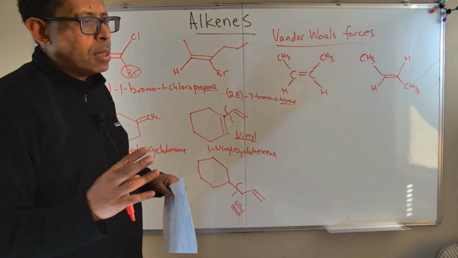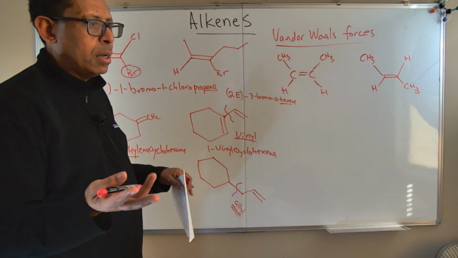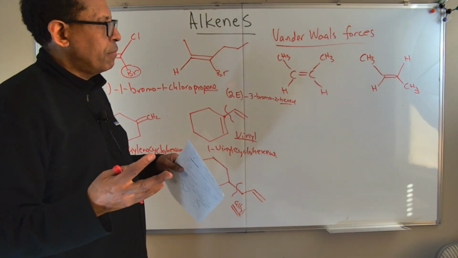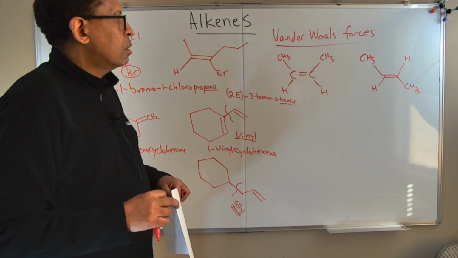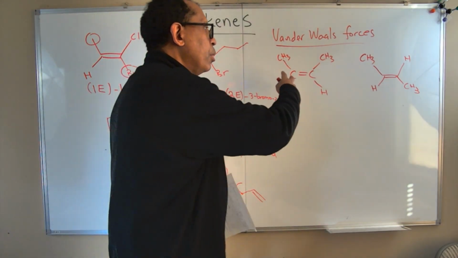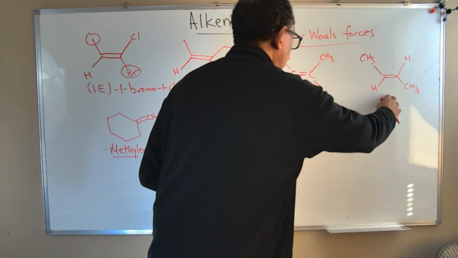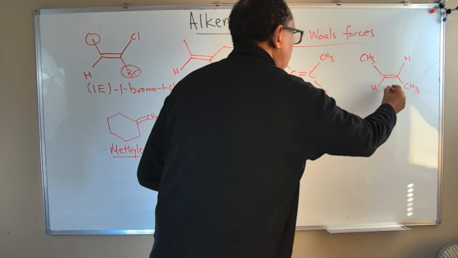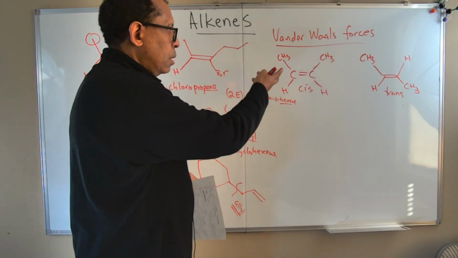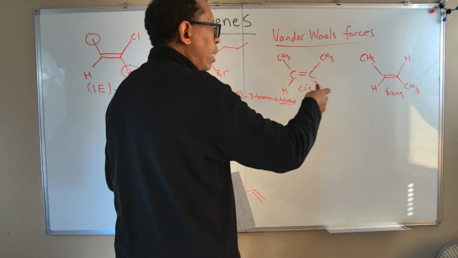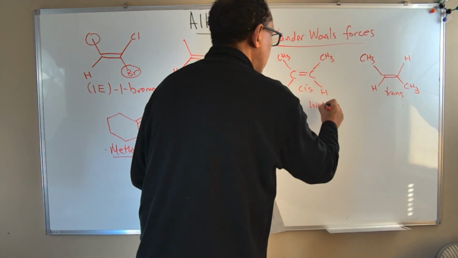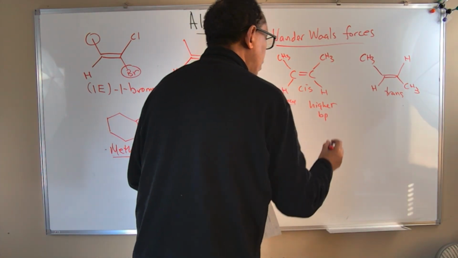Overall, the physical properties of alkenes are not very different from alkanes, where the van der Waals forces are very weak. But there is a slight difference in van der Waals forces between, for example, a cis and a trans. For example, this is cis and this is trans. If you look at the boiling points of these two, I'm sure the cis has the higher boiling point, and the trans is lower.